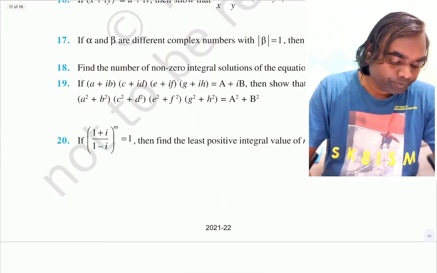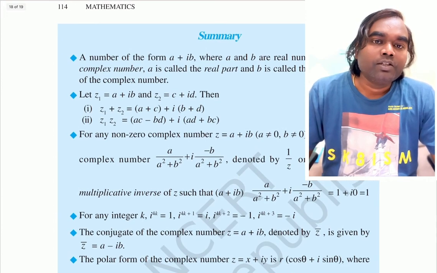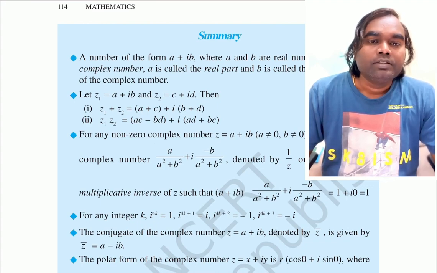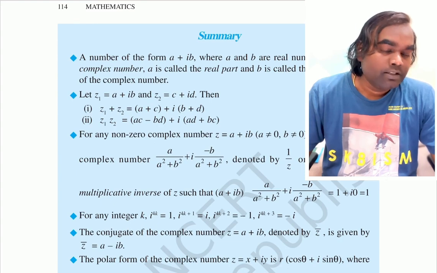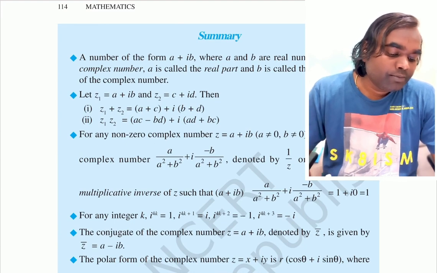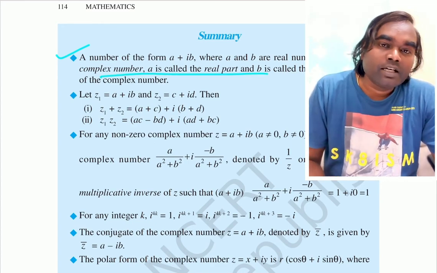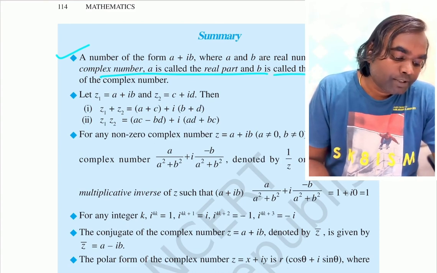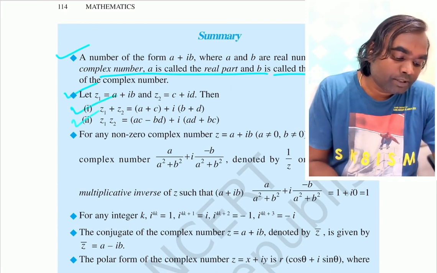Now friends, summary of this chapter. In this video lecture we talked about complex numbers, their real and imaginary parts, their representation on the complex plane, the polar form of complex numbers, and their mathematical properties of addition and multiplication. A number of the form a plus ib, where a and b are real numbers, is called a complex number, where a is called the real part and b is called the imaginary part. If z1 and z2 are two complex numbers, then their addition can be written as this and multiplication can be given as this.